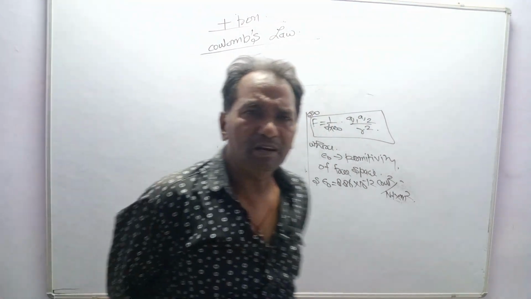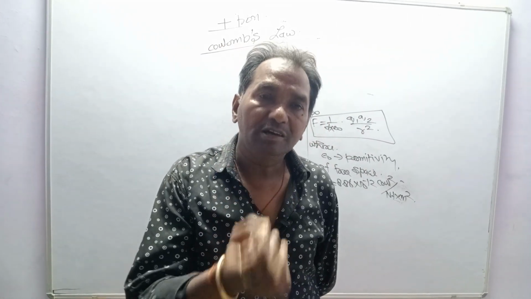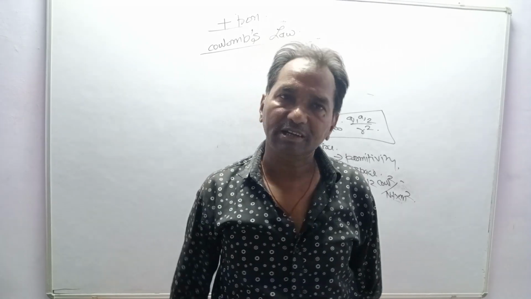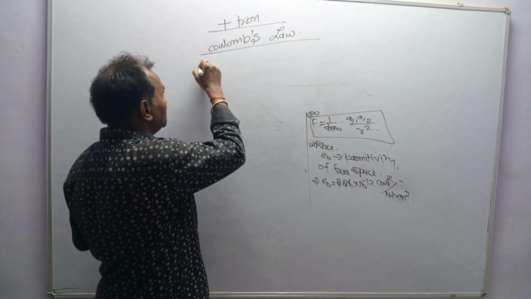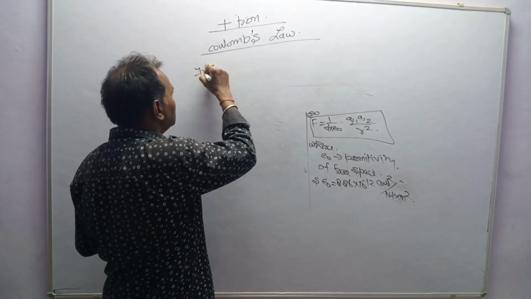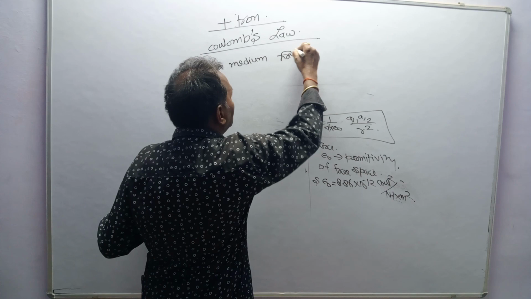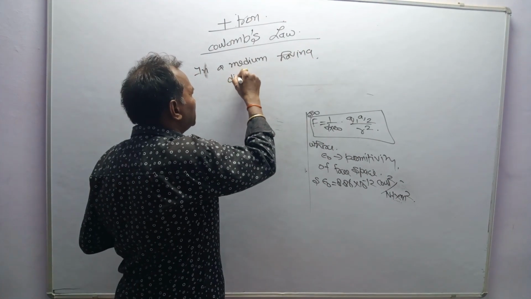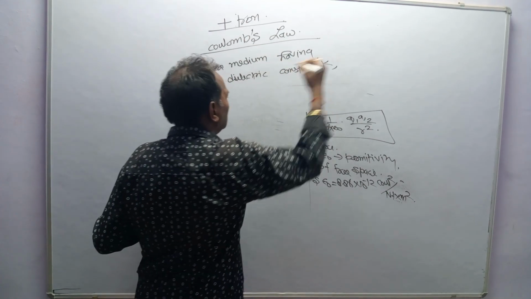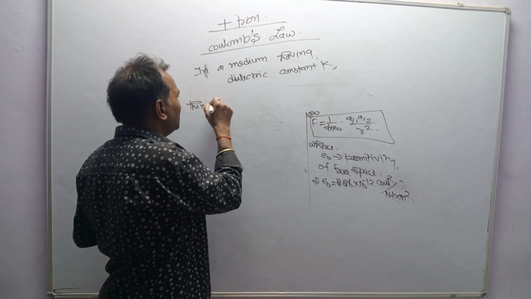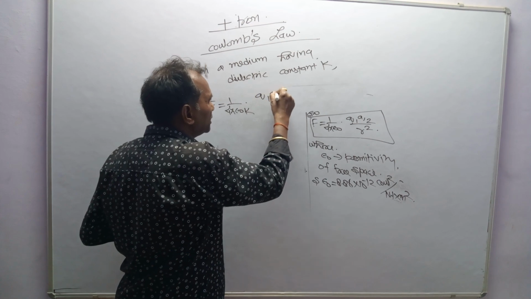Let the charges be kept in a medium having a dielectric constant. A medium is characterized by its dielectric constant, written as a capital K. What this means we will discuss shortly. So, if in a medium having dielectric constant capital K, then F will be 1 upon 4 pi epsilon naught K into Q1 Q2 over R square.